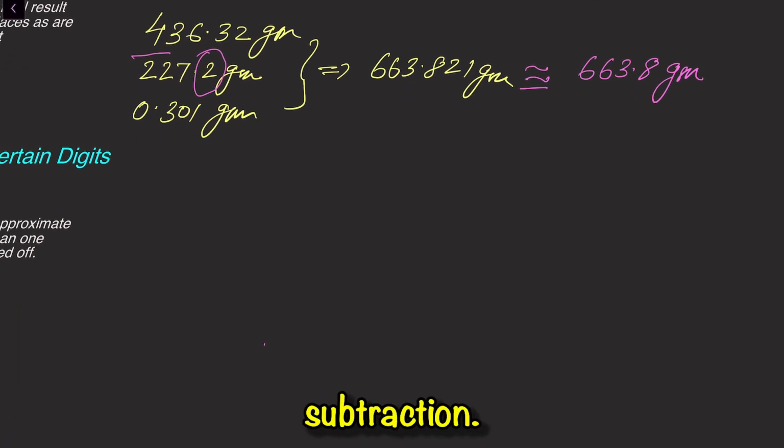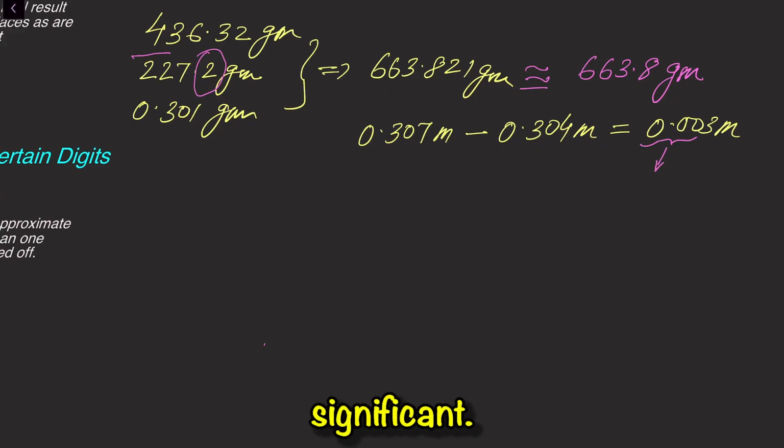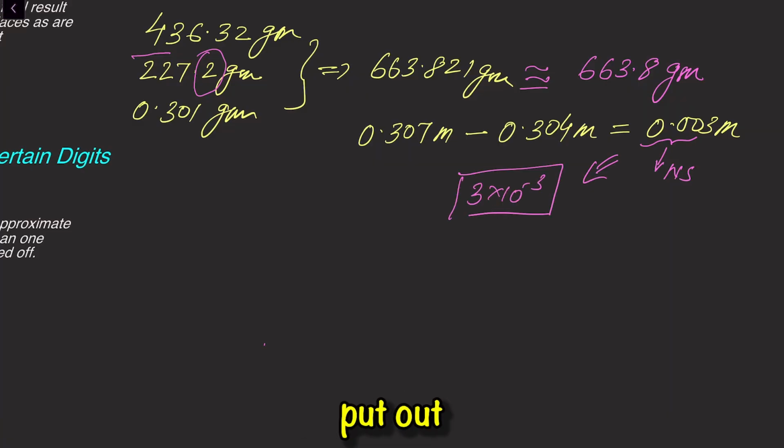What about subtraction? Let's say we have two numbers, 0.307 meter, from which we have to subtract 0.304 meter. So what is the answer? 0.003 is the answer. Now these zeros are non-significant, hence it has to be written like this: 3 into 10 to the power minus 3. This is how we have to write.